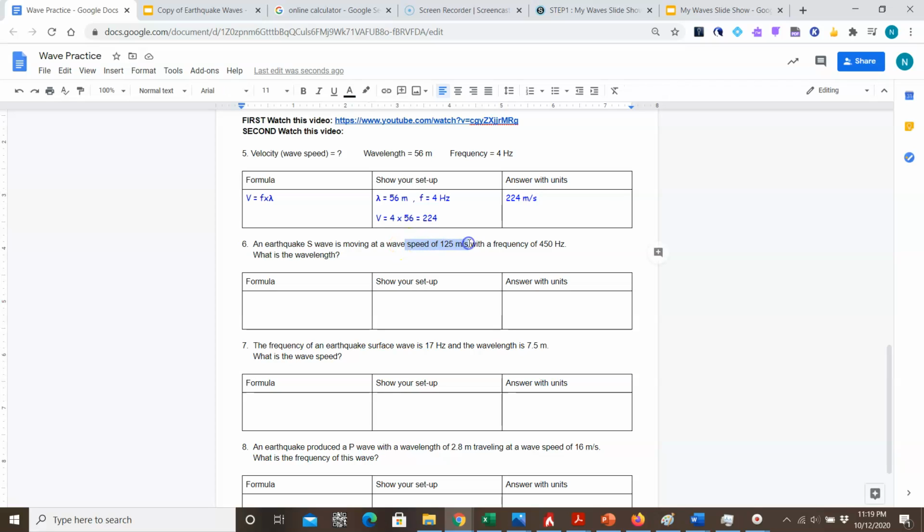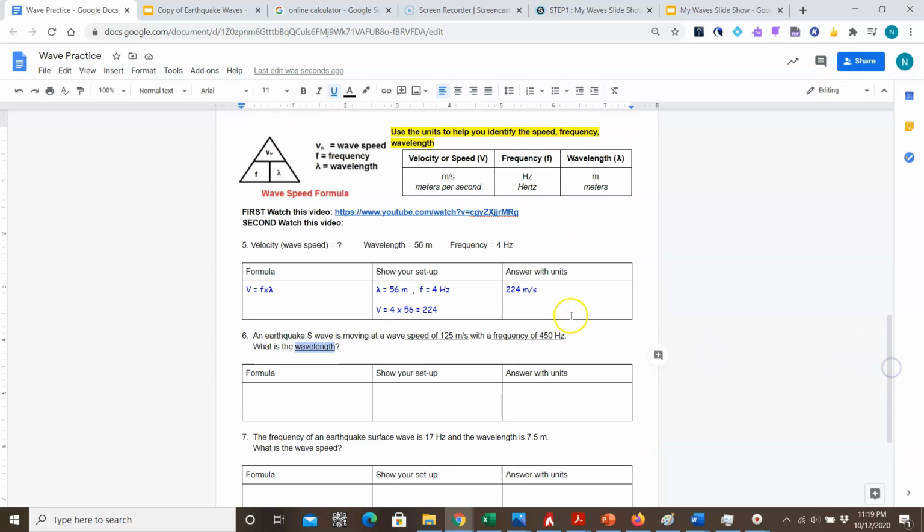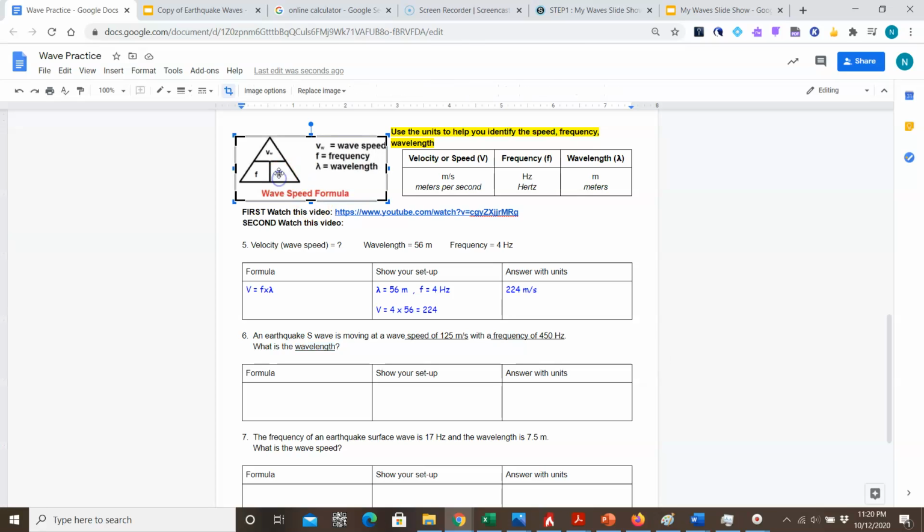So what's key information here? I'm given the speed, 125 meters per second. I'm given the frequency, 450 hertz, and I'm looking for wavelength, which is my unknown. Now that I have that information, that's going to help me find my equation, because remember, my unknown is wavelength. I'm going to cover wavelength. Remember, wavelength has that weird lambda symbol that looks like a person walking, so that's the one I'm going to cover. And what I'm left with is V over F.